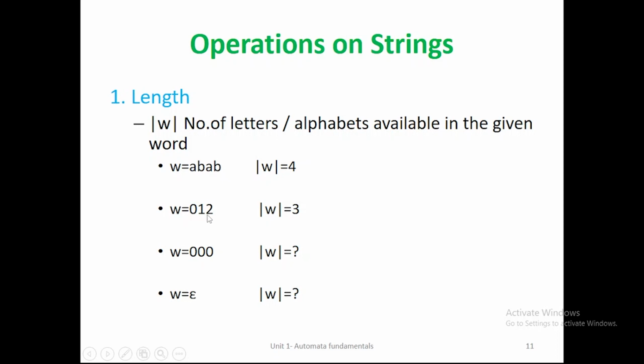If you take W equal to 012, the number of letters, mod W, is 3. If you take W equal to 000, we can find the value of mod W for this one. This is 3. And if no string is available, that is described as the empty or null string, which is written as W equal to epsilon. So W equal to epsilon means there are no letters in the string, so mod W equal to 0.